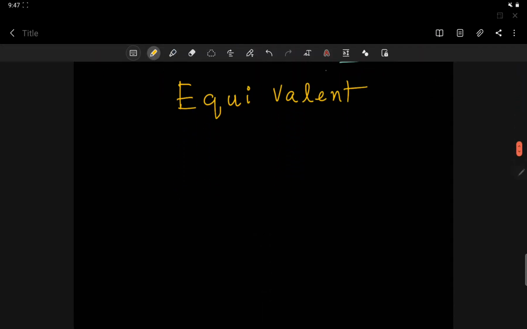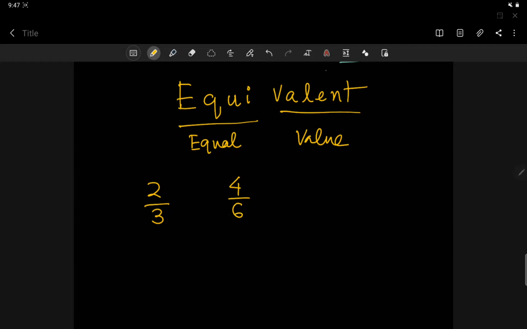Equivalent fractions. What do you mean by equivalent? I have written separately. Equi means equal, valent means value. Mathematically, if I write 2/3, if I write 4/6, if I write 6/9, they are all equivalent fractions.